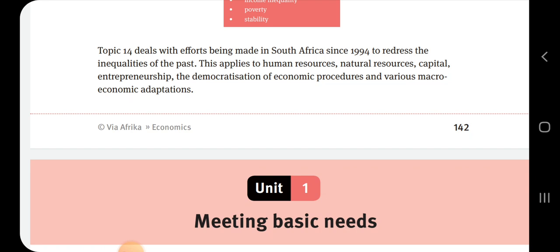Okay, so we are correcting imbalances of the past, just like Black women were not given opportunities to occupy high positions in businesses, but now it's a requirement based on the Broad-Based Black Economic Empowerment Act, which advocates for women to be given positions of power in businesses in order to correct the imbalance of the past. This applies to human resources, natural resources, capital, entrepreneurship, the democratization of economic procedures, and various macroeconomic adaptations.